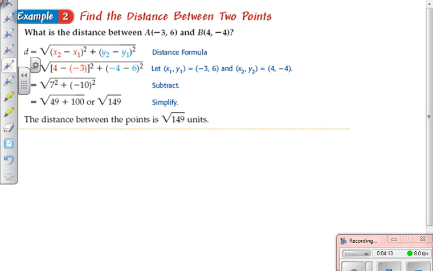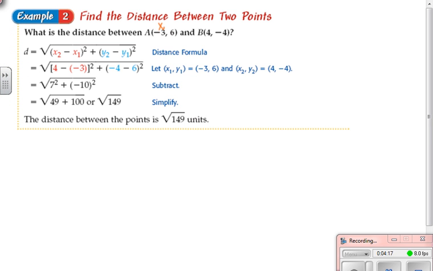If we're finding the distance between 2 points, again, if this is my x1, y1, x2, y2, we're going to put 4 minus -3. Now, careful with your signs. The formula says subtraction. If you put a minus in, it really becomes addition. Okay, but I recommend you write it out. -4 minus 6 ends up being -10.